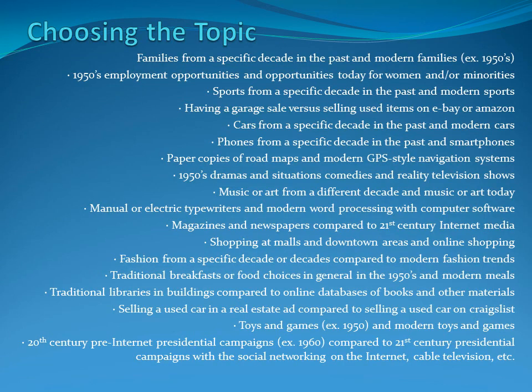Now, this is the list of topics, and it's also in the other assignment sheet, the one that has the grading chart on it and no audio with it. So you have families, employment opportunities, sports, selling items, cars, phones, GPS versus maps. There's a whole list of items, so think about it carefully because you want to write about something that you find interesting.